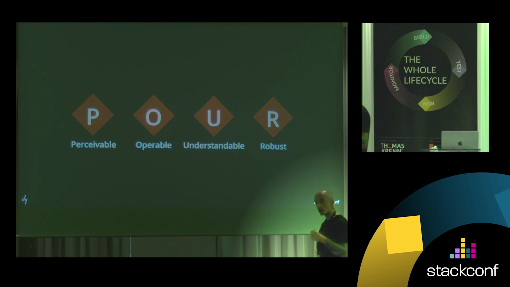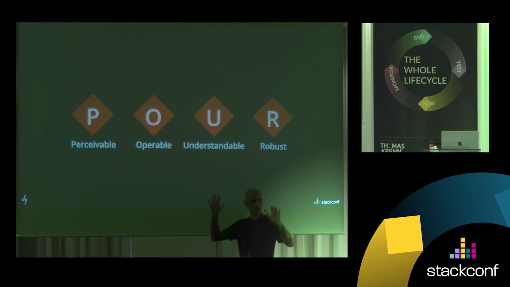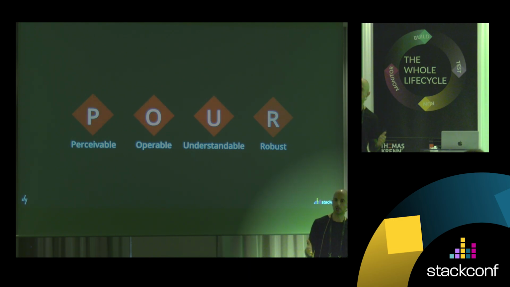And lastly, we have R for robust. This was maybe a little ambiguous, but this mostly boils down to you want to make sure that your rendered HTML, what actually gets rendered and sent to the client, you want to make sure that that is standards compliant.